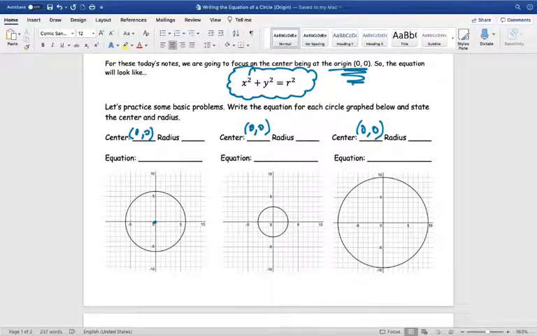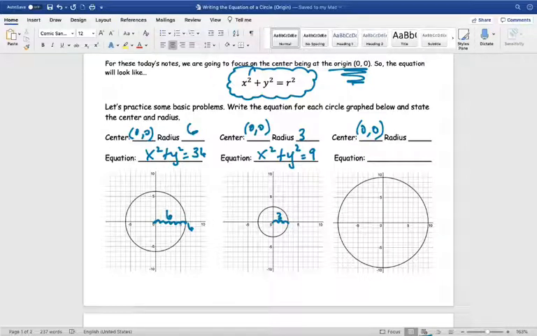If I look, I have this point right here at 6. So my radius is 1, 2, 3, 4, 5, 6 units. So my equation is going to be x squared plus y squared equals 6 squared, so it's 36. On this one, again, my center is at the origin. I can tell right here that this point, 1, 2, 3, is 3 units away from the center. So the radius is 3, and your equation will be x squared plus y squared equals 3 squared, or 9.